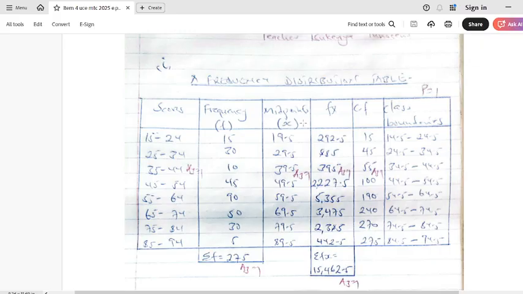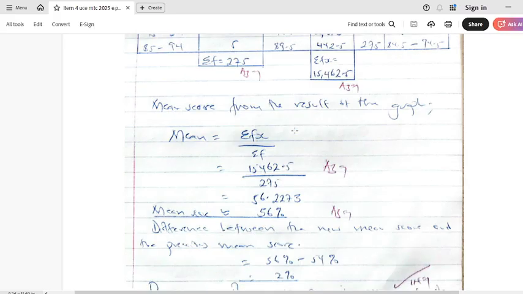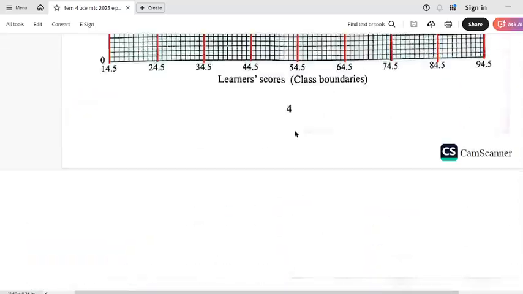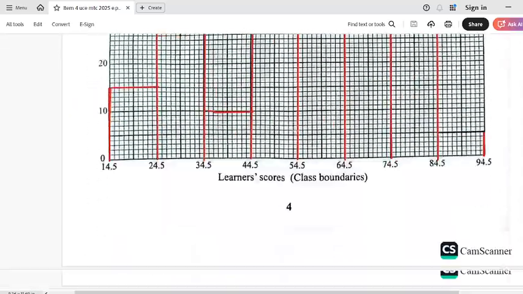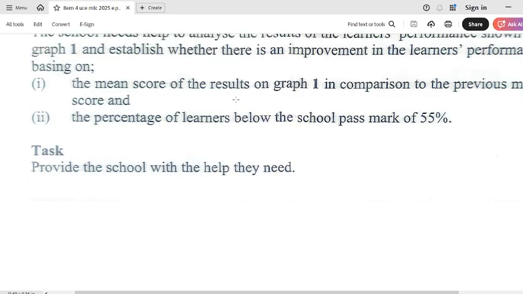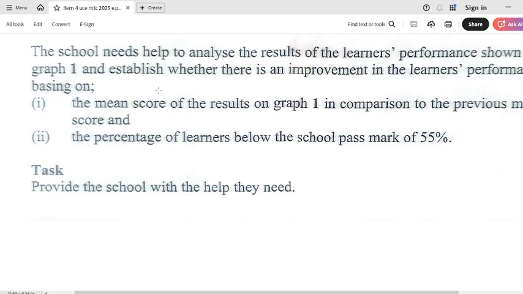Now why do I need, maybe I'll come to that. I'll come to that because we wouldn't put here something which is not important. But because of part B, I didn't speak about Roman 2, the percentage of learners below the school pass mark of 55%. Let's talk about this before we continue. Now here we need the learners that score. Actually, besides the previous percentage, we need the new percentage after this new teacher teaching these students.